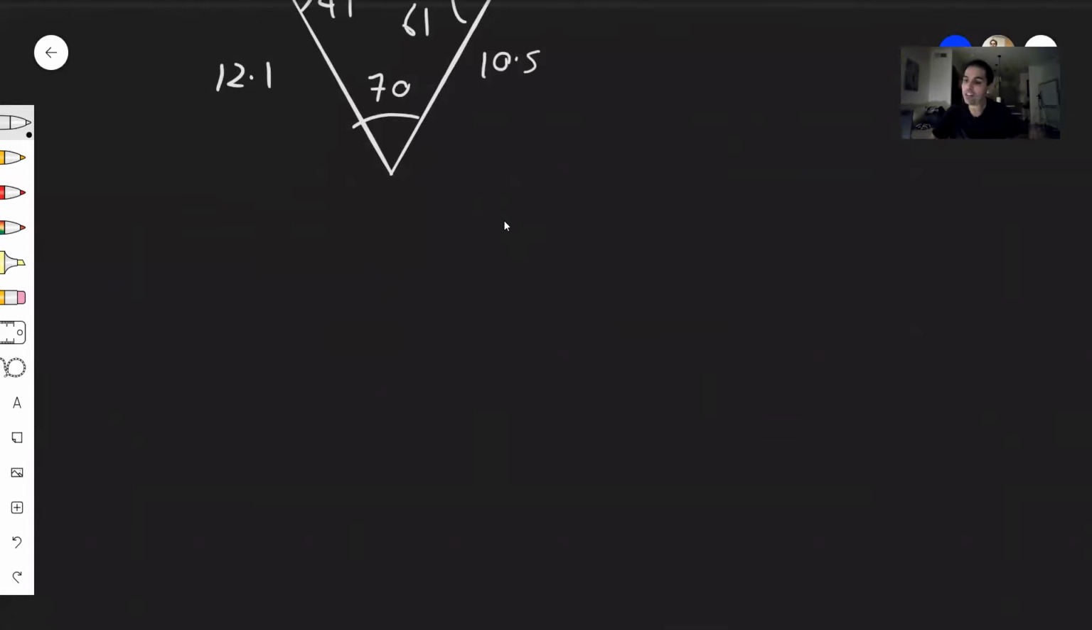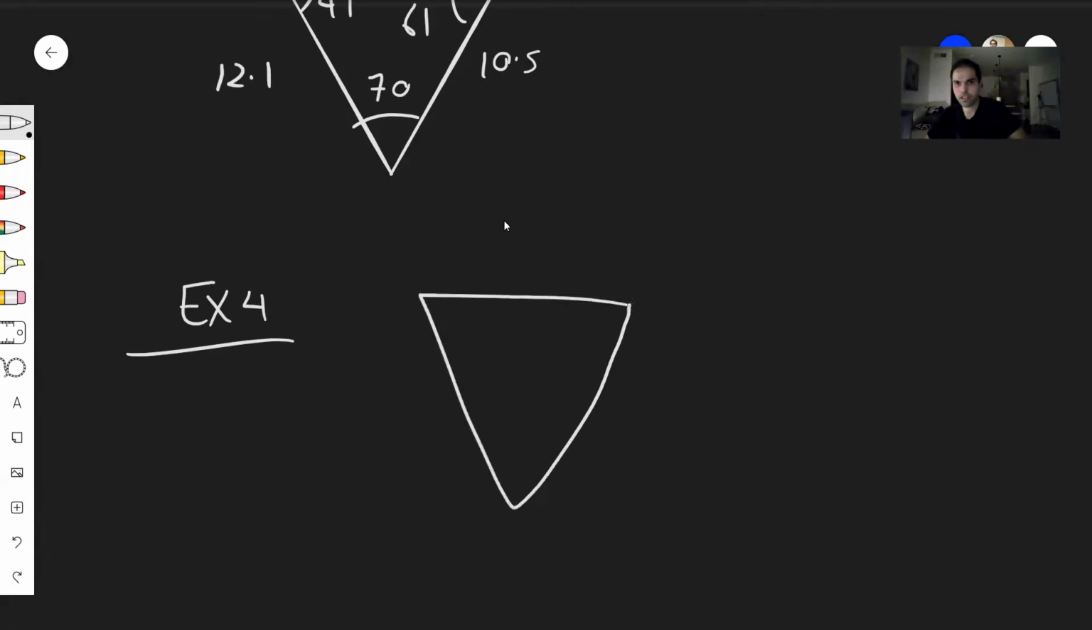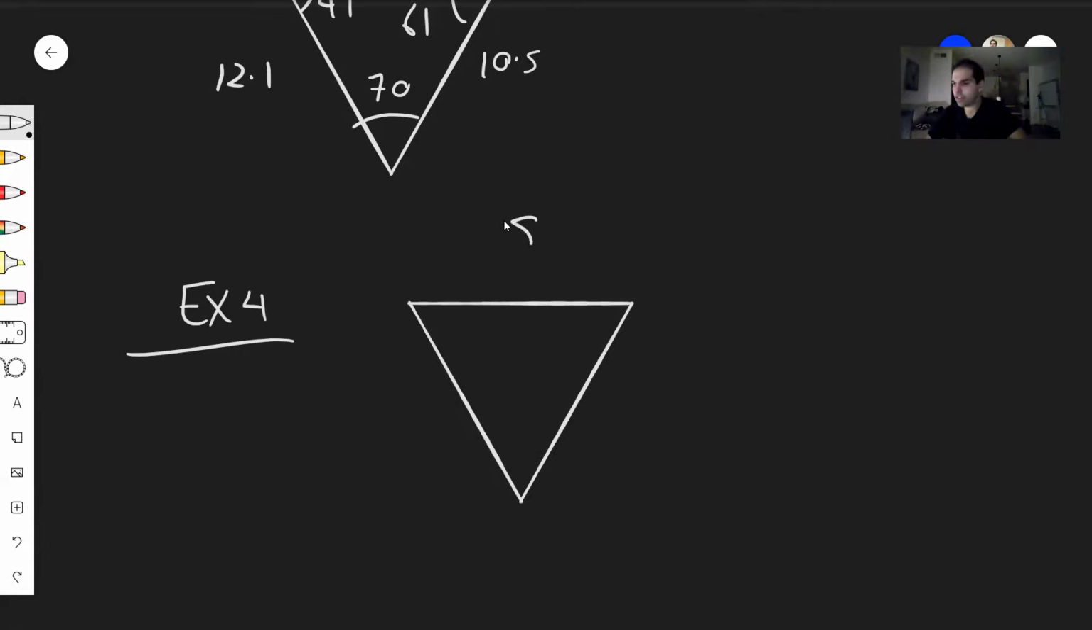Good. And last but not least, I want to show you that sometimes both cases make sense. In fact, let me find the problem. So example 4. Suppose you have the following triangle, with sides 8, 9.3, and 44. Again, if you want another example of this.